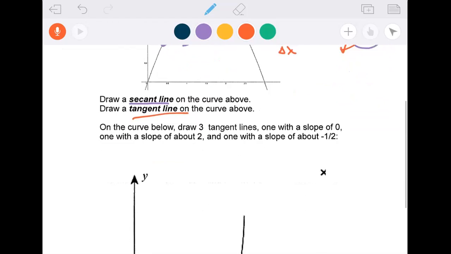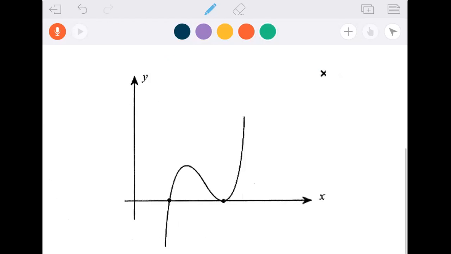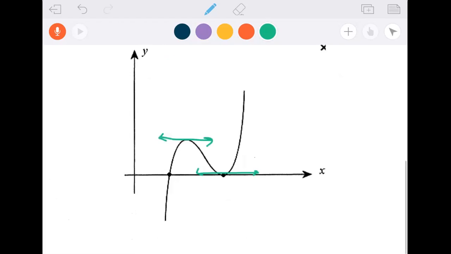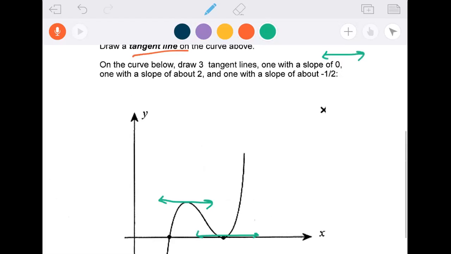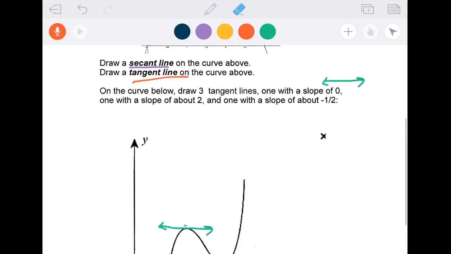So down here, it says to draw 3 tangent lines, one that has a slope of 0. A slope of 0 would have to be horizontal. The only places that I can nick this curve horizontally are right here and right here. It's going to be really important later when we get to something called optimization, when we're trying to maximize and minimize things that are changing over time, because the maxes and mins occur where the slope of the tangent line is equal to 0. So that's actually very applicable.